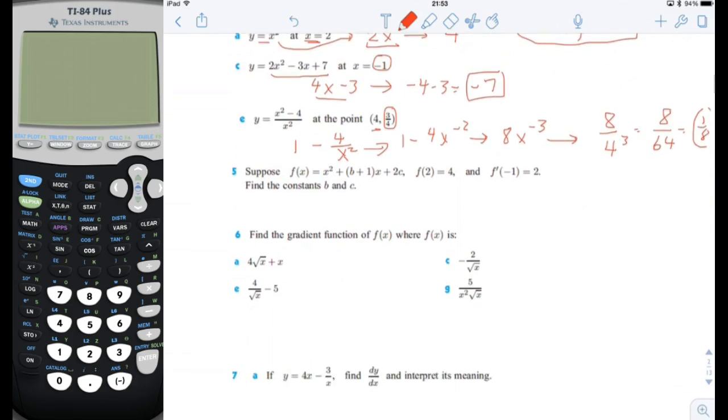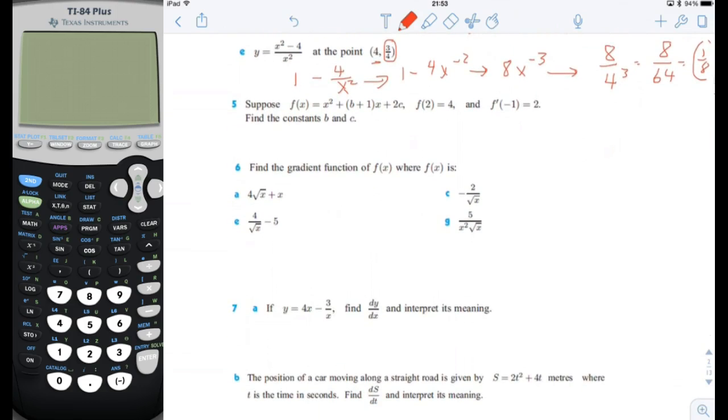Okay, moving on. Number 5. Suppose that f of x equals this function, and f of 2 equals 4, and f dash of negative 1 is equal to 2. Find the constants b and c.